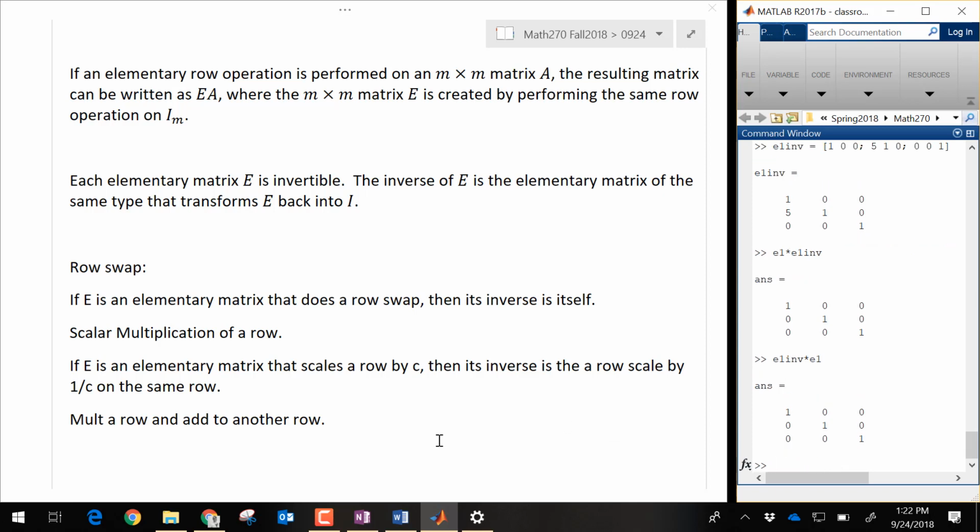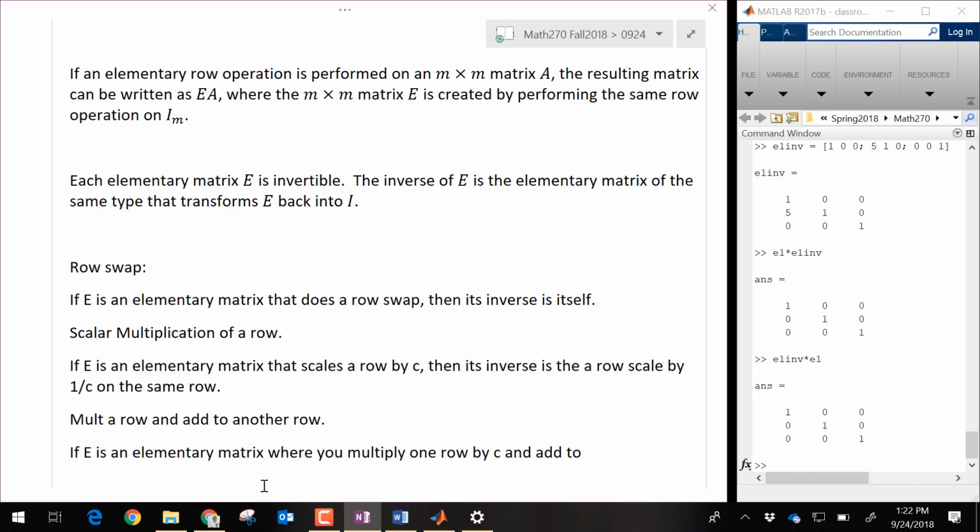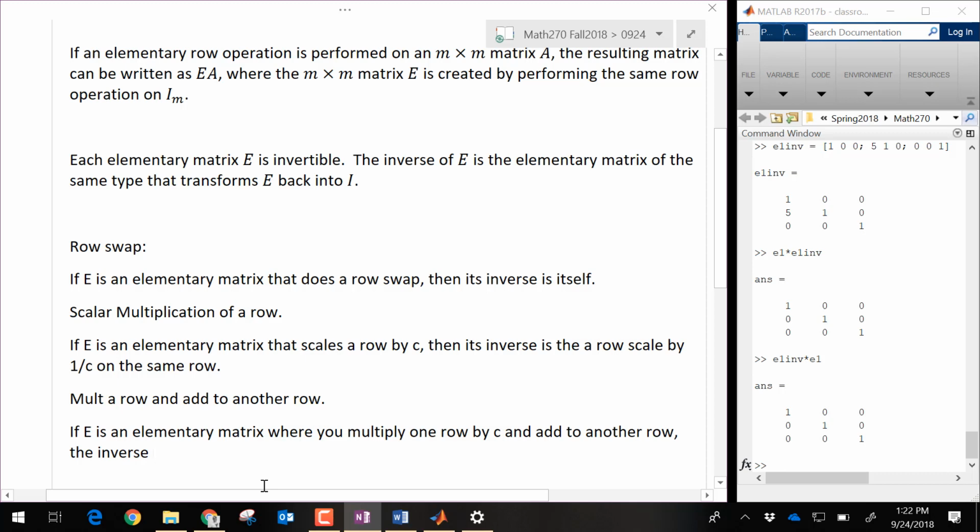So how do we say that? If E is an elementary matrix where you multiply one row by C and add to another row, the inverse is the same thing, right? Except we're going to multiply by -C instead of +C.